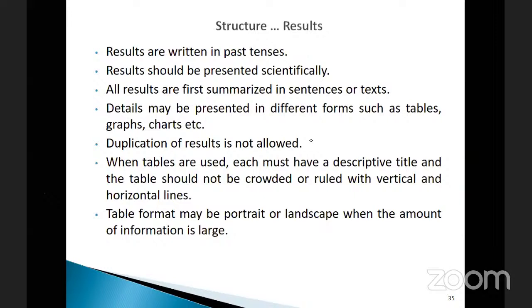Now, I've also said that the table should not be crowded. If you have too many things in a table, you can break it: Table 2, demographic and clinical characteristics continued. So you break it. And table format may be portrait or landscape. So you look at the information you're presenting. Would it be better in portrait format or in landscape format?